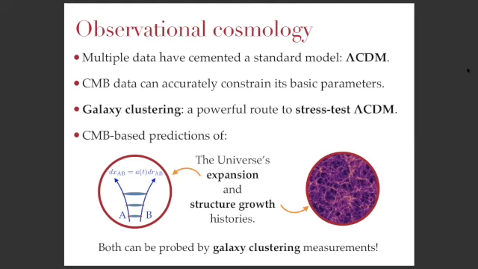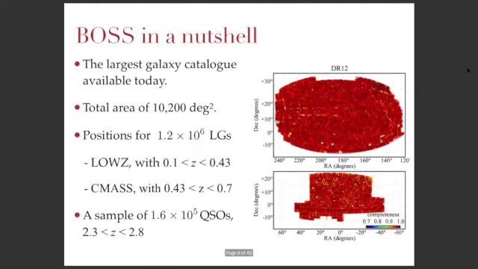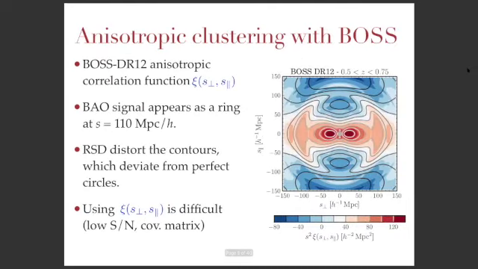And the good thing about galaxy clustering is that it provides us with both of these types of observations. And this is the main driver for the construction of these increasingly larger galaxy redshift surveys. And today, the largest galaxy redshift survey available is BOSS, the Baryon Oscillation Spectroscopic Survey. I don't need to say anything about BOSS. You know everything. I will just say that it contains over 1 million galaxies in a redshift range from 0.1 to 0.7.